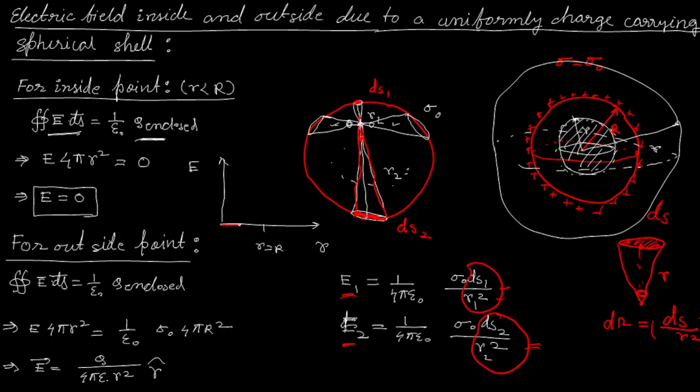Zero. And then when you go outside, the electric field will start to fall like 1 by R square. Okay, so this will be the variation of electric field. Inside it is 0 and outside it varies. The electric field is inversely proportional to the square of the distance from the center of the sphere, so it will vary like 1 by R square. Okay, so this is the electric field inside and outside due to a uniformly charge carrying spherical shell.